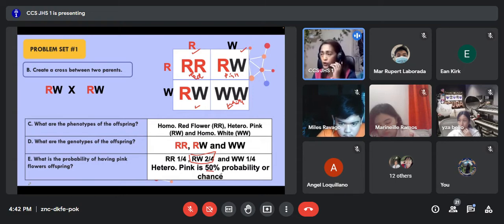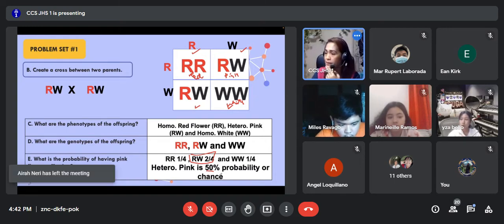So what if I ask you which color combination has the highest probability? Pink, white, or red? Pink. Pink. Very good. So 50%. How about lowest probability or chance? Red and white. Okay, red and white. So that means you already understood the concept. All right? So that's for problem set number 1. Any questions before we go to the second problem set?